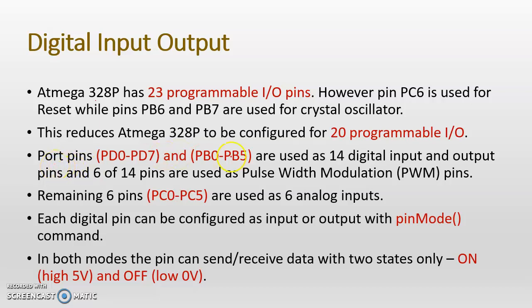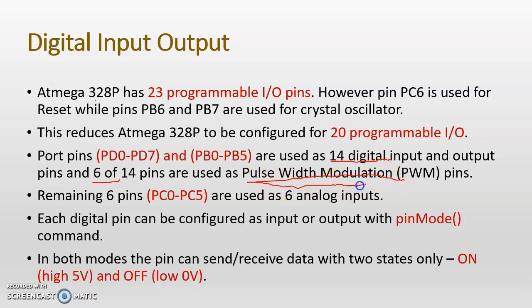Now out of these 20 pins, the port pins PD0 to PD7 and PB0 to PB7 are used as 14 digital input output pins. So these 14 pins are available as digital input output pins, out of which again 6 pins are available for pulse width modulation.